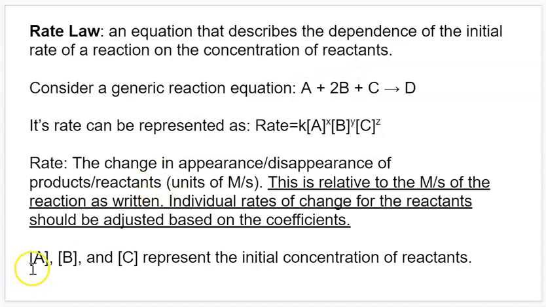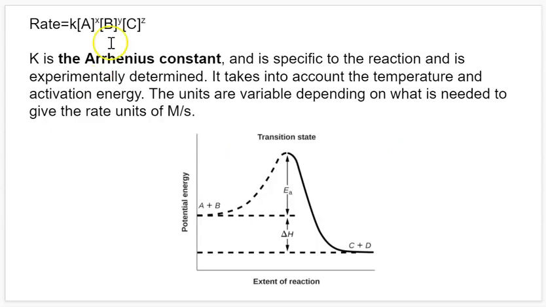So like I said, the square brackets usually represent molar concentration. So in the rate law, we're looking at the product of the concentrations of all of the starting components, all of their initial concentrations. And then we have this constant K, which is called the Arrhenius constant. And this constant is not going to be a number that you can look up. It's going to be something that's experimentally derived and specific to the reaction, because it's going to be taking into account those factors we discussed with collision theory. It's going to be discussing the activation energy. It's going to be discussing the temperature and how that affects the overall rate.